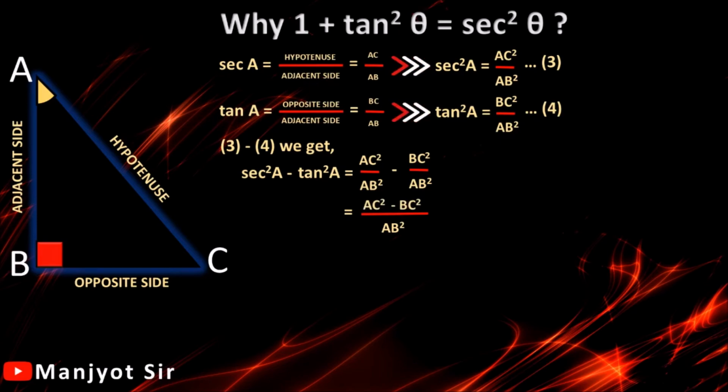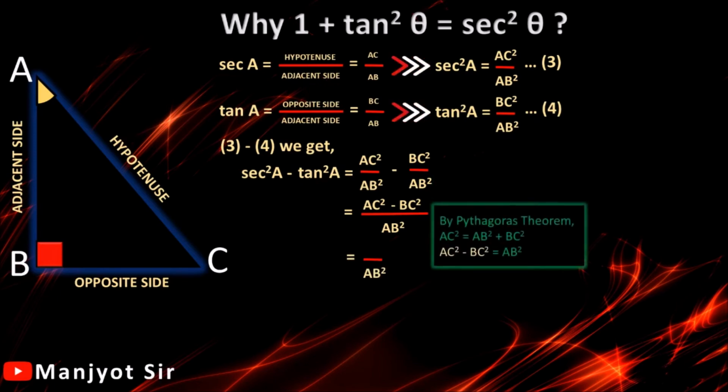Now again, if you observe, AC and BC are sides of the right angle triangle. So again we'll apply Pythagoras in this right angle triangle ABC. If you apply Pythagoras, you will get AC square is equal to AB square plus BC square. If you shift BC square to the other side, we get the value of AC square minus BC square. That is our numerator. So AC square minus BC square is nothing but AB square, so we'll change AC square minus BC square to AB square.